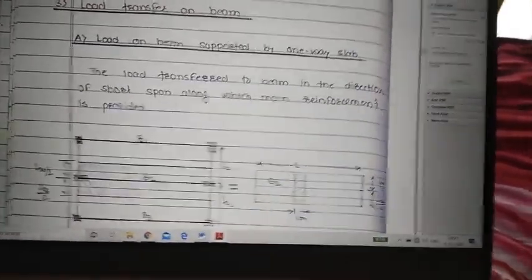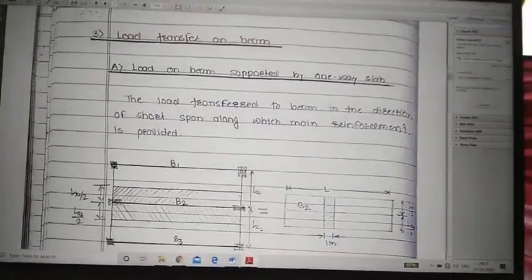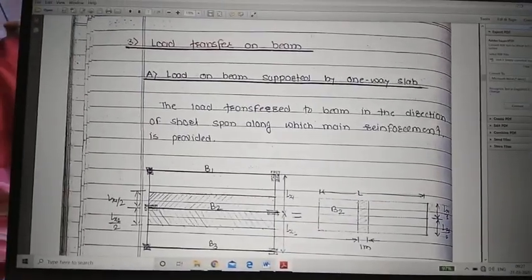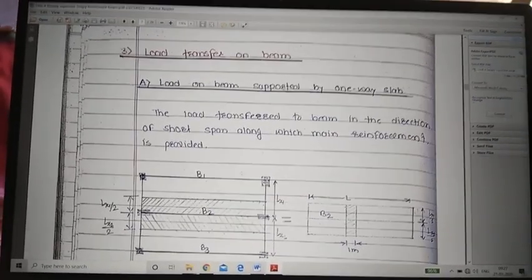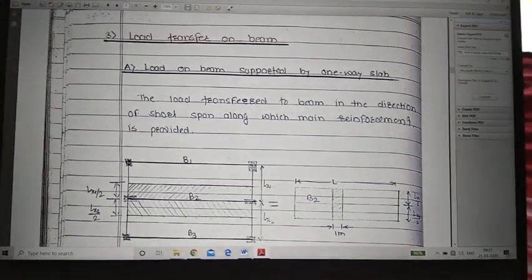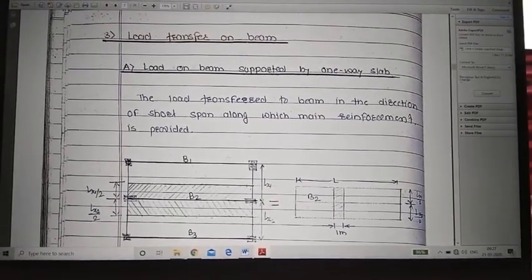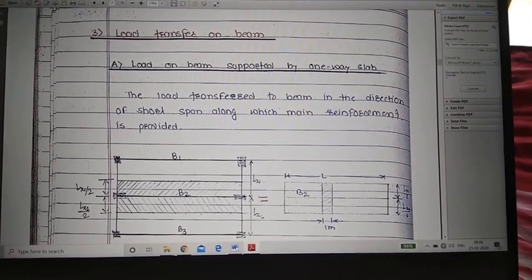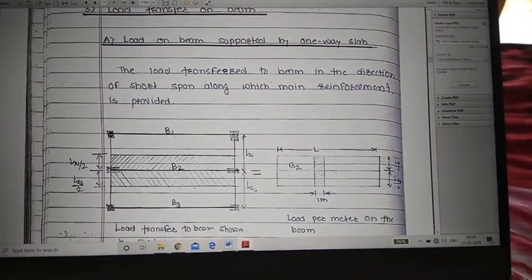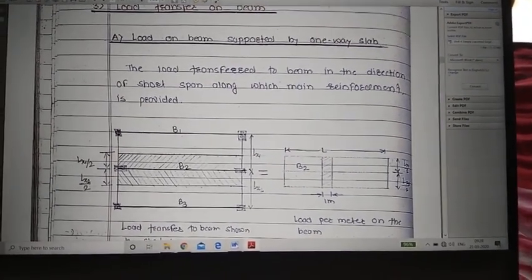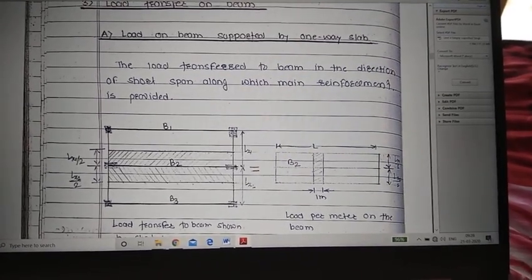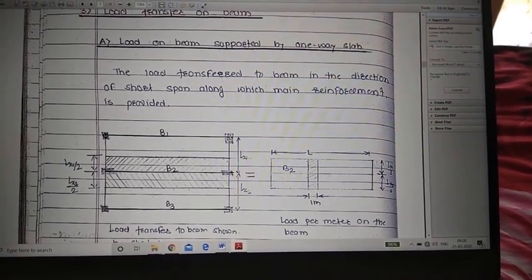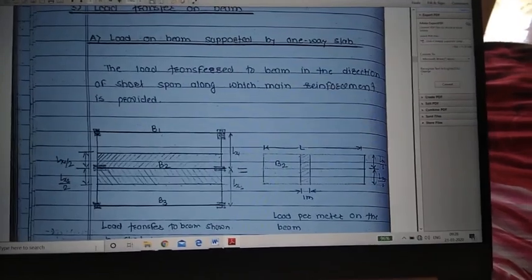Basically here we have designed the slab, and we know that the total load on the slab will transfer to the beam. So while designing the beam, first we should calculate the total load acting on the beam which will come from the slab. So some basic points are given here. First criteria is load on beam supported by one-way slab. Means if you are designing the beam and that beam is subjected to a simply supported one-way slab, then for that one-way slab you should consider only the rectangular portion. So this shaded portion shows the rectangular portion.